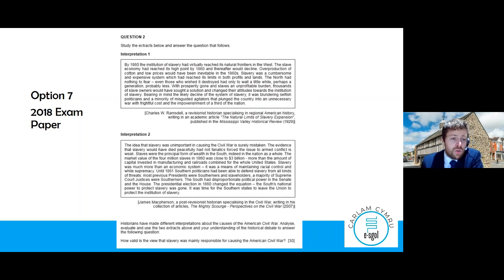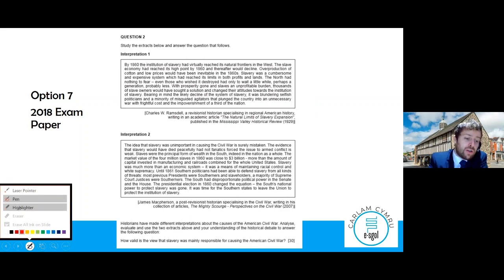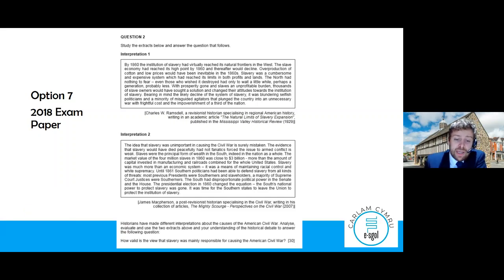Option 7, 2018 exam, right? Again, we can see the question is historians have made different interpretations about the causes of blank, in this case, the American Civil War. Analyze, evaluate, and use the extracts above and your understanding of historical debate to answer the following question. How valid is the view that blank, in this case slavery, was mainly responsible for causing the American Civil War?